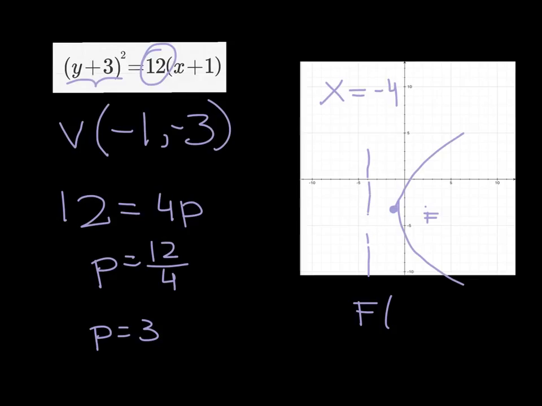And the focus coordinates are (2, -3), because it is 3 units to the right of the vertex, which is at -1.